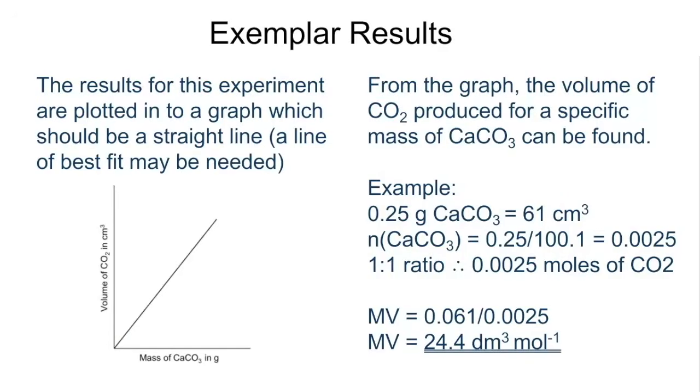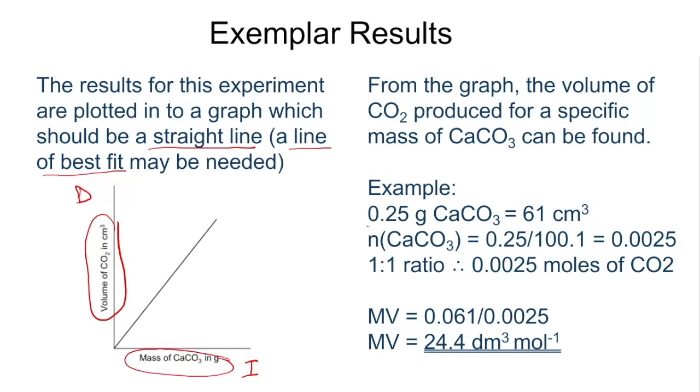So some example results where we would take the mass of our calcium carbonate and we would plot it against our volume, of course our mass being our independent variable and our gas being produced as our dependent variable. We should get a lovely straight line, but you may find that you have to use a line of best fit, but that's okay. We can then determine from the graph the volume of carbon dioxide that's produced for any specific mass of calcium carbonate.